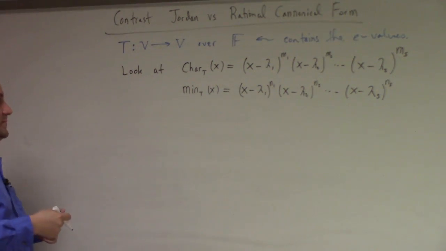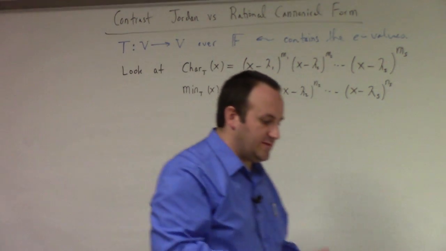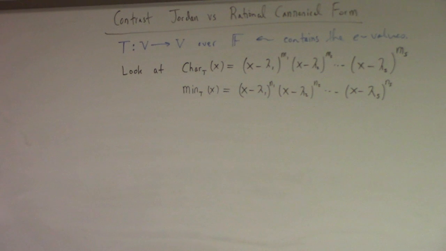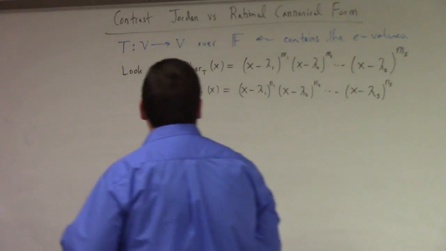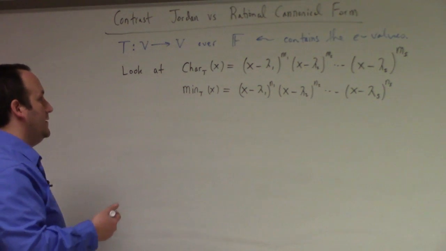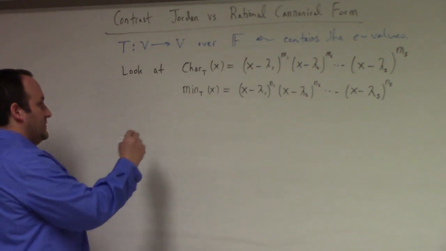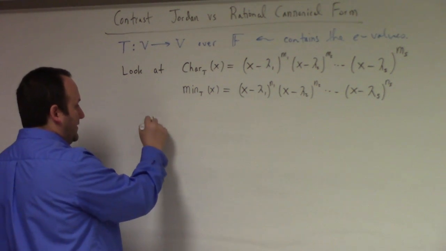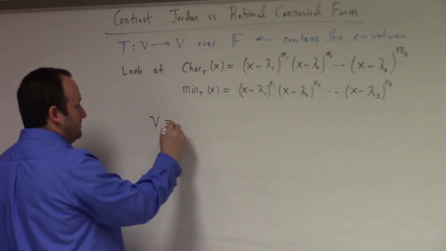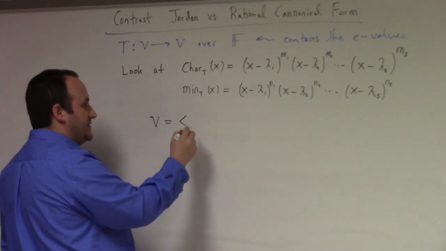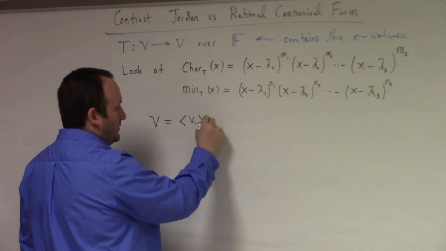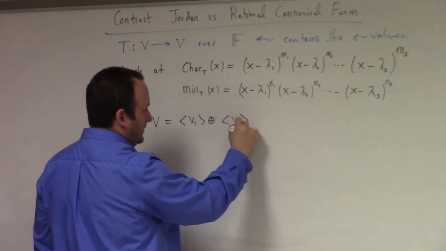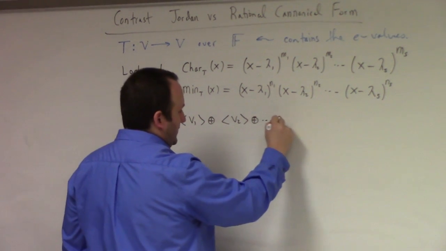But in this case, the prime divisors of the minimal polynomial are all just linear factors. The prime divisors, the p sub i of x's, are just x minus lambda i, or what we'd have called x minus alpha i before in the book. And the rational canonical form says you can look at V as being the direct sum of these cyclic subspaces generated by v1, v2, up to vs.